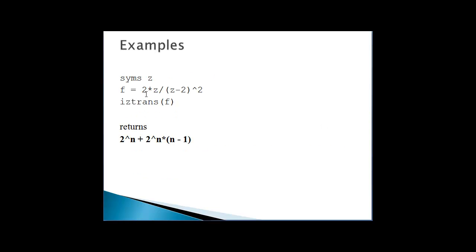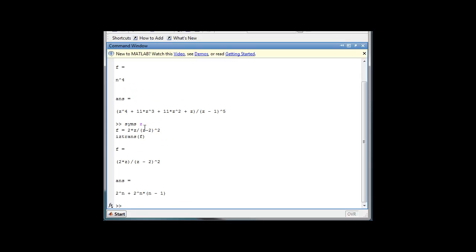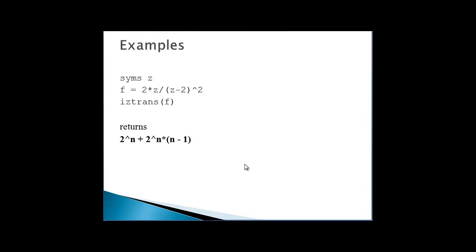Now for example, I am having a function 2z divided by (z minus 2) to the power 2. For finding the inverse Z transform of this function, the program I will be using is, first of all I will define the variable z using the syms command, and then I'll declare the function and write iztrans of f, and it will return this as output. See here, I have declared this function and the symbol, and then I have got the answer 2 to the power n plus 2 to the power n into (n minus 1). Same as here.